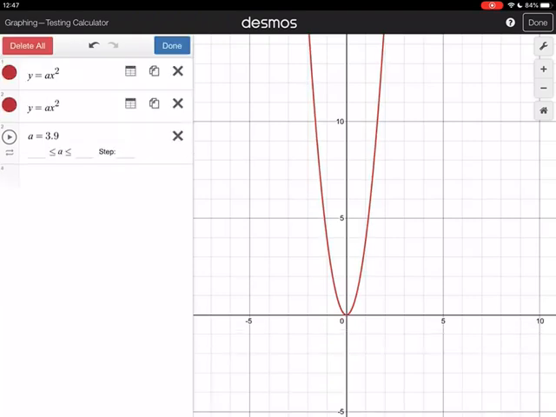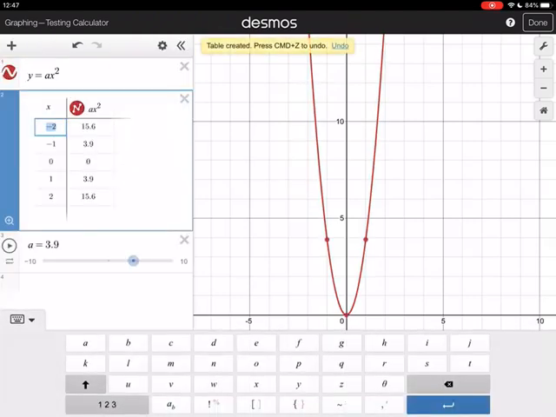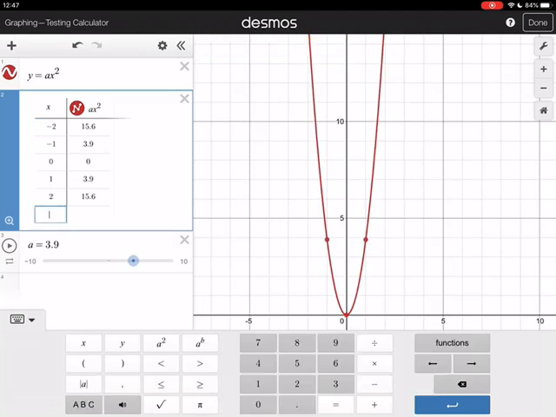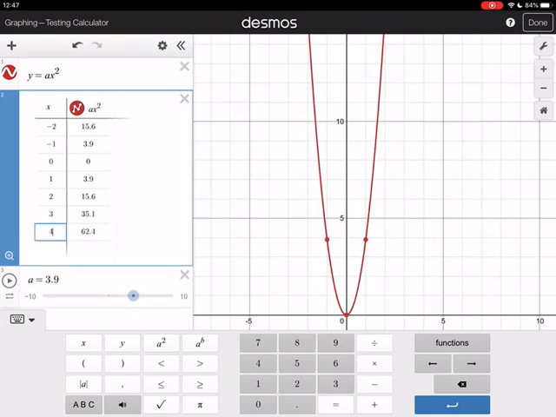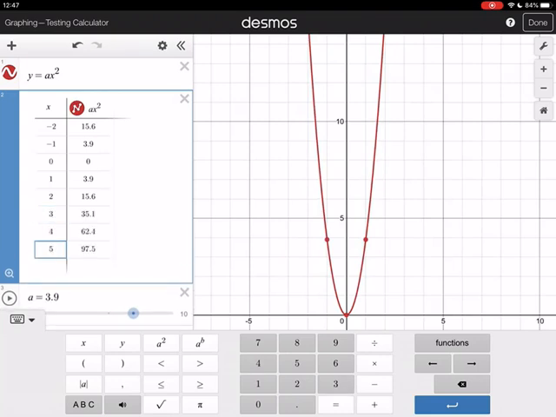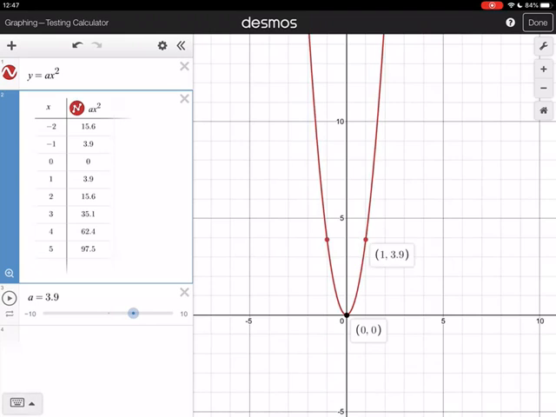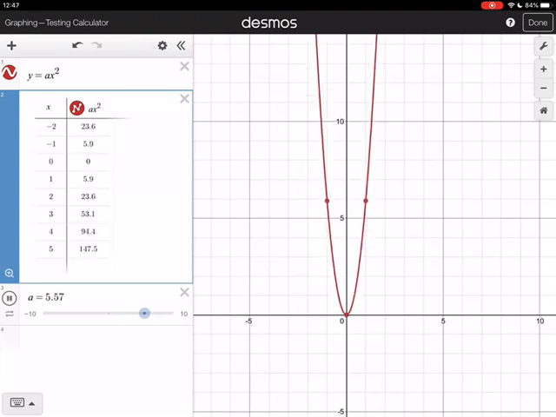Again, I'm going to copy this, and then my table of values and my graph and everything matches. And again, I can go here and say this is 3 and 4 and 5. And again, we can see those points along here. Okay. And then let's take a look at what happens when A is changing. So I'm just going to hit play, and watch it go.